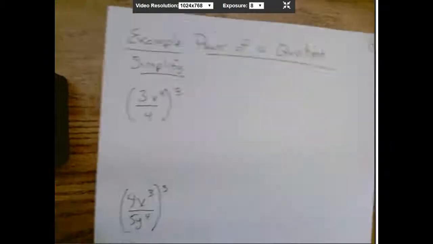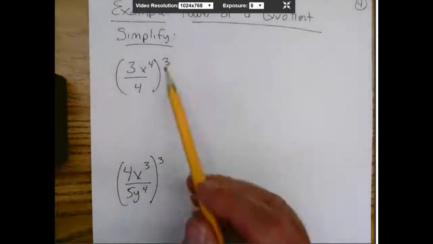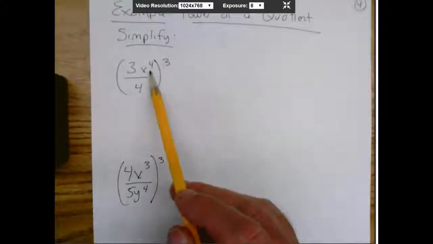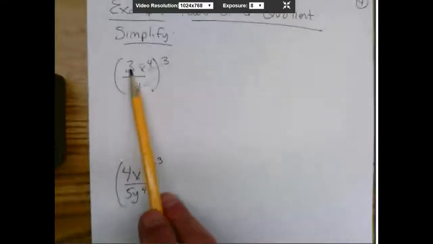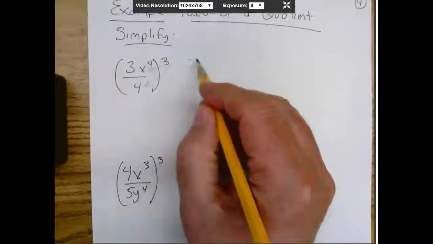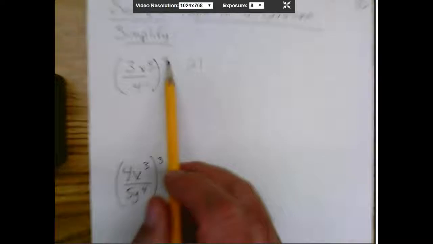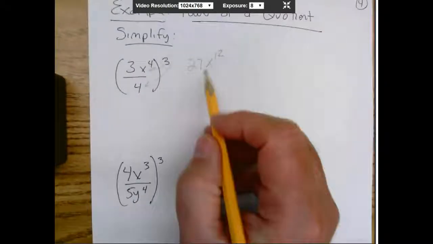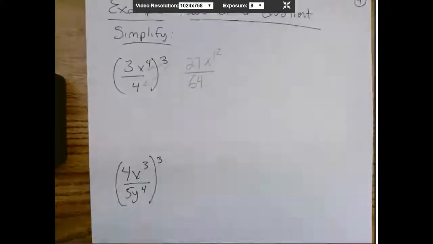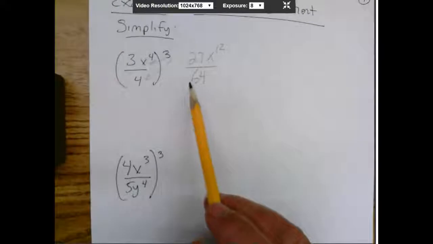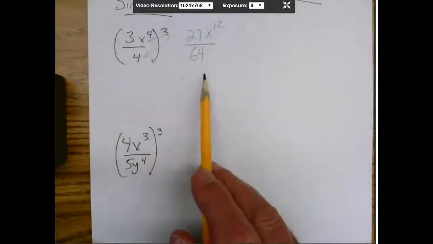And then if we look at these power of a quotient problems, let's simplify these. Again, we're just going to take this power and do whatever we have to that one, and then that one. So here we have 3 to the third power. 3 times 3 is 9, times 3 is 27. And then for x to the fourth, we follow the rule and just multiply these exponents, so that's x to the 12th. And then here we have 4 to the third power, so 16, times 4 is 64. I'm not going to worry too much about whether that can be reduced or not. I don't think it can be. So that's the answer for that.